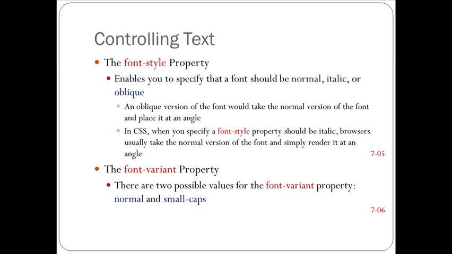In CSS, when you specify the font-style property as italic, browsers usually take the normal version of the font and simply render it at an angle. So it uses an algorithm for that as well, and basically, italic is the same as oblique in a browser. The font-variant property.